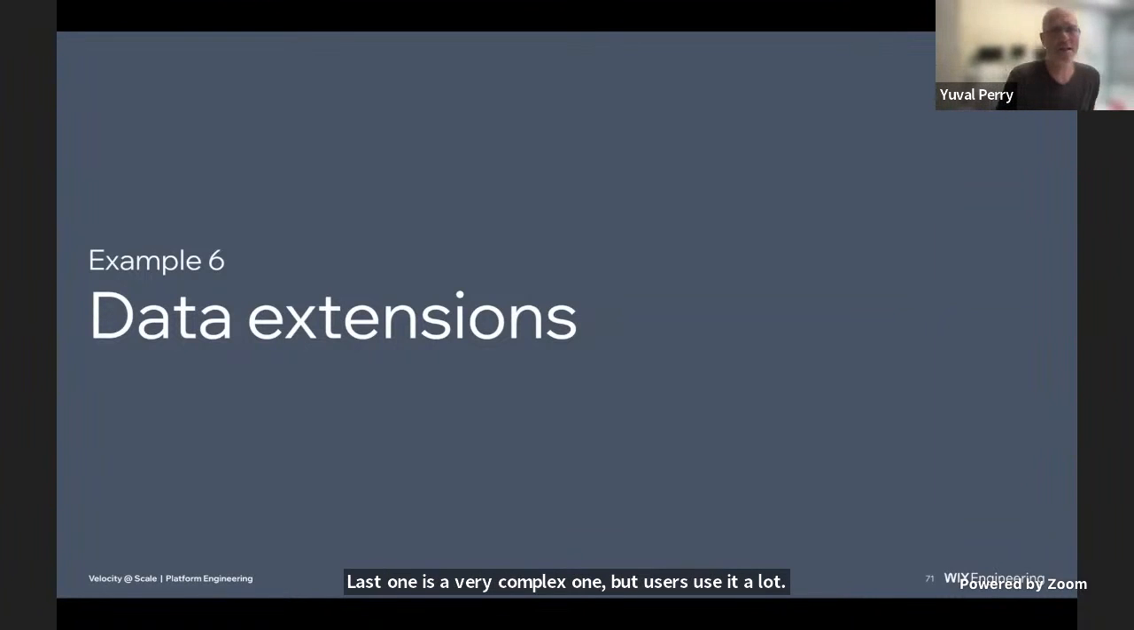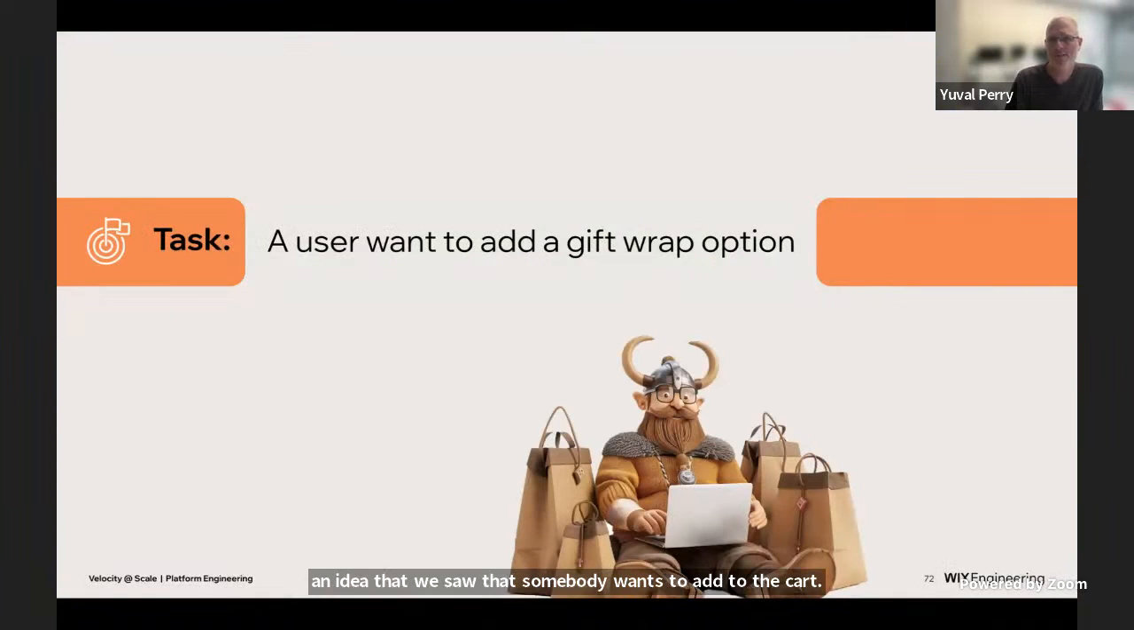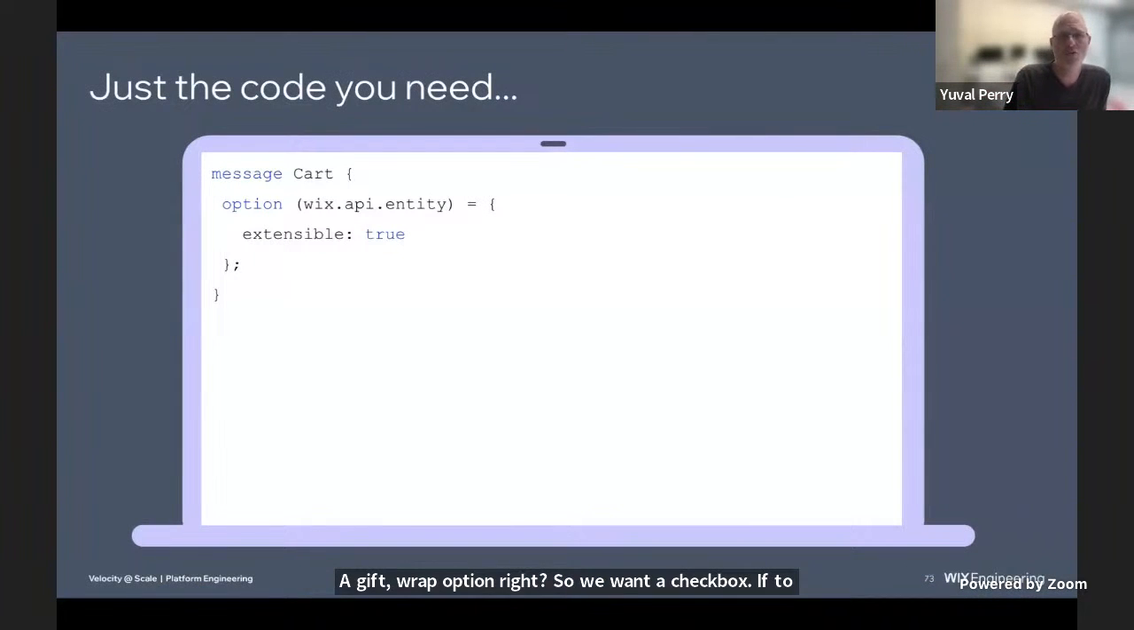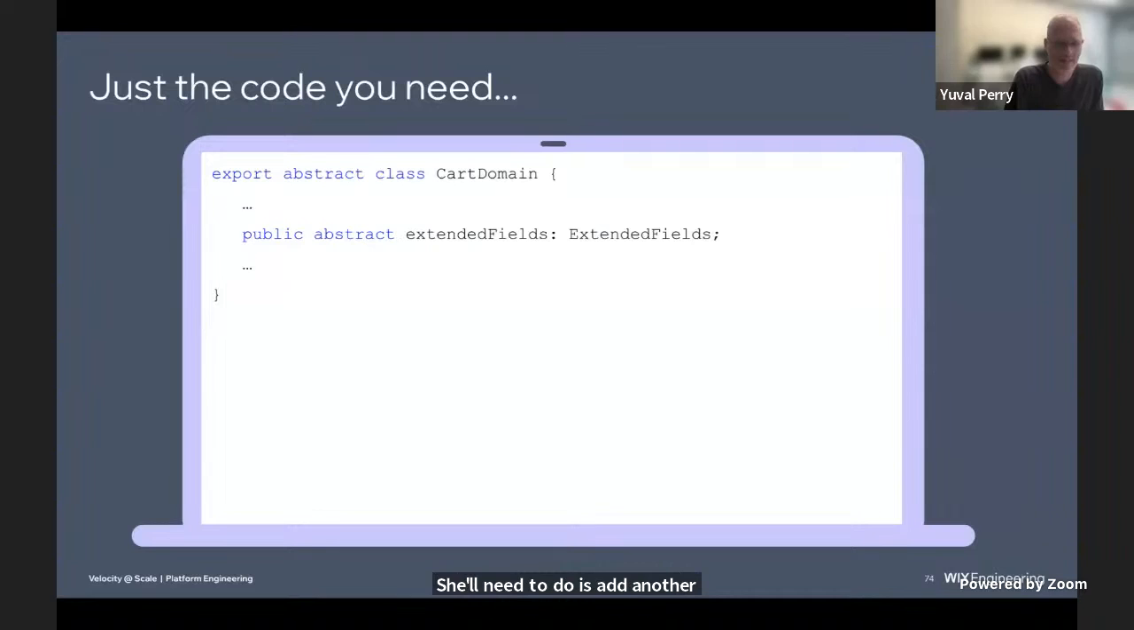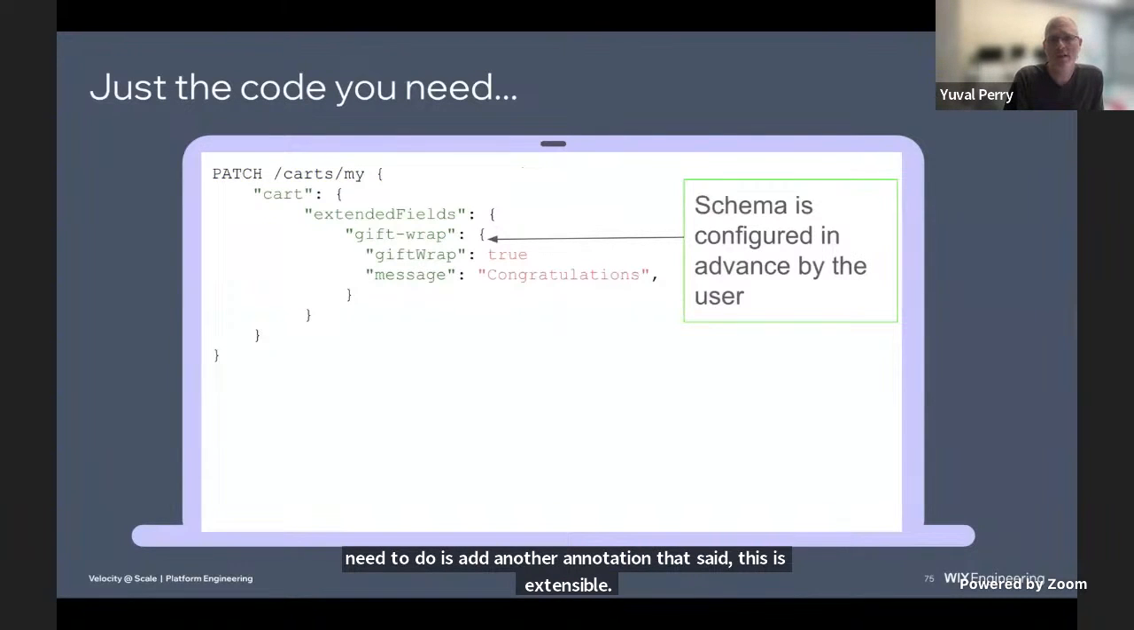It's called data extension. It's the ability to add custom data. So let's say you are a store owner and you have an idea that somebody wants to add a gift wrap option to the cart, right? So we want a checkbox to add a gift wrap only in his store, or he wants to add an application for many other stores. Everything she'll need to do is add another annotation that says this is extensible, and into an extended field array, her user can add a gift wrap option with a message, and you can add it in the UI.